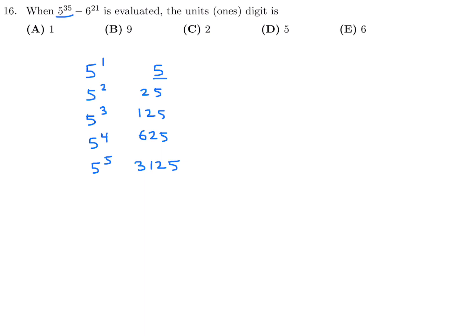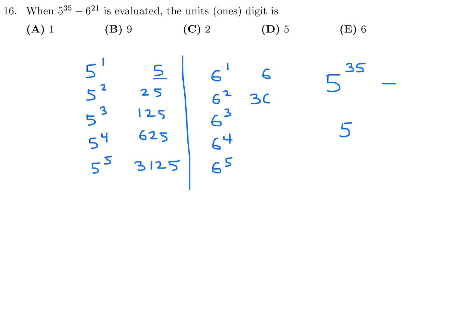So this is going to have a units digit of 5. So 5 to the power of 35 will have a units digit of 5. Okay, now we got to think about the 6. 6 to the power of something. So 6 to the power of 1, 6 to the power of 2, 6 to the power of 3, and so on. Let's see, what do we get?